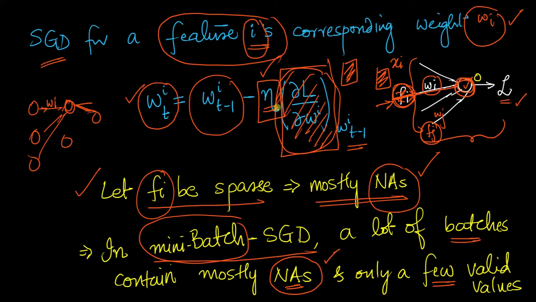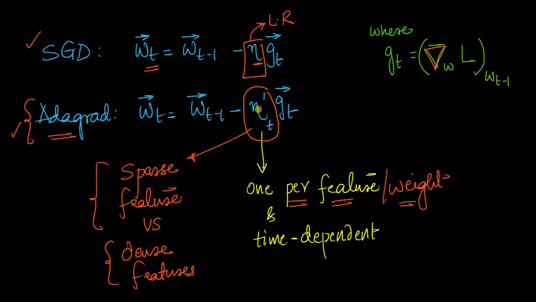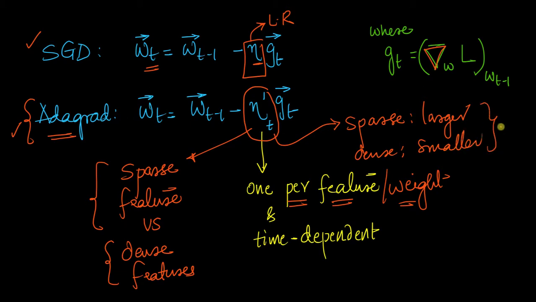Now, if I change it in such a way, remember, the whole idea of Adagrad is this: I'll change this in such a way that sparse features will have larger values and dense features will have smaller values. This is something that I've also already explained in the comment section, and you can easily understand this from how we explain how to compute this whole thing. So this is the idea.